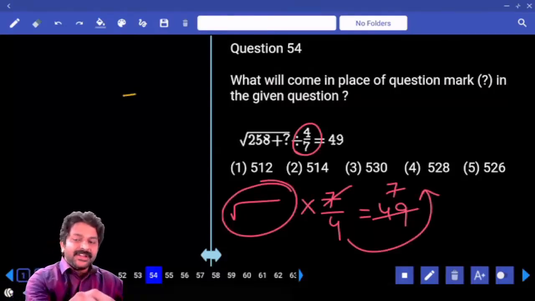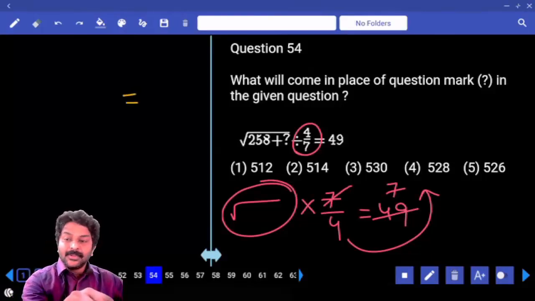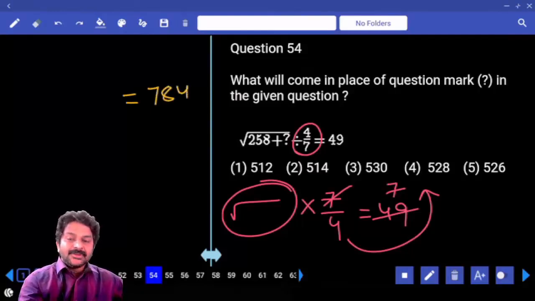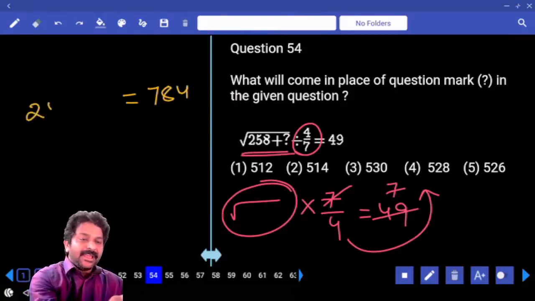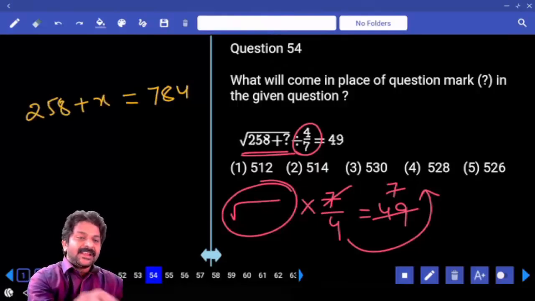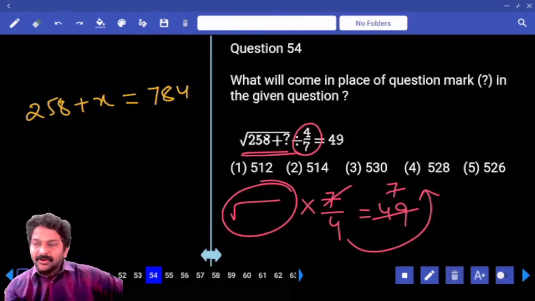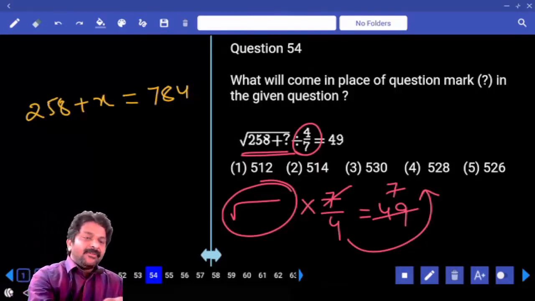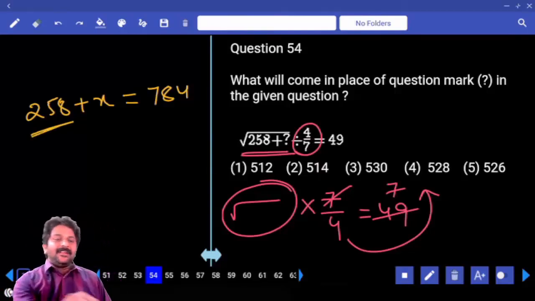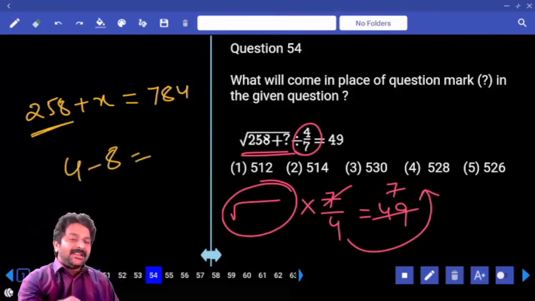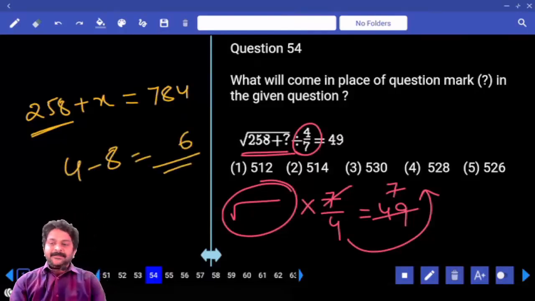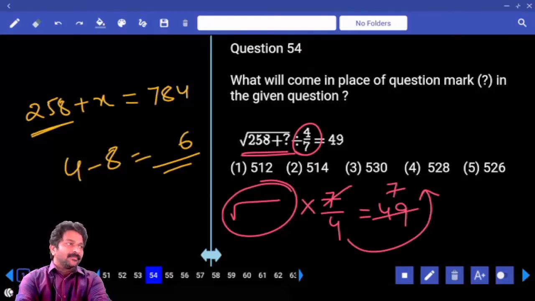Squaring on both sides, 28 square. 784. So that is equal to 258 plus x, correct? Now can we go for last digit verification? Yes. When 258 goes to the right hand side, 4 minus 8, the answer must end with 6 only. How many options are ending with 6? Only one. Done.